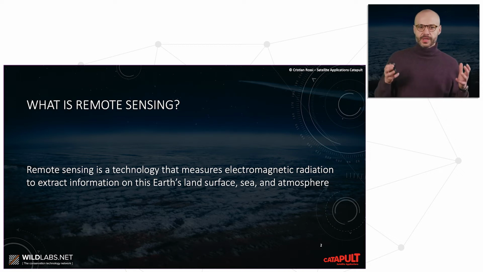Let's start with the basic definition. So, what is remote sensing? Remote sensing is a technology that measures electromagnetic radiation to extract information on the Earth's land surface, sea, and atmosphere.